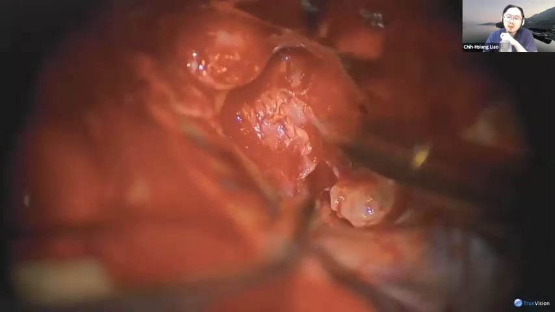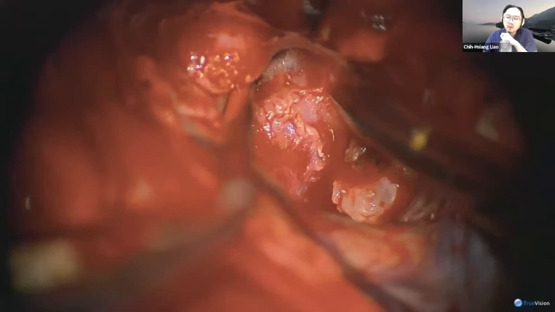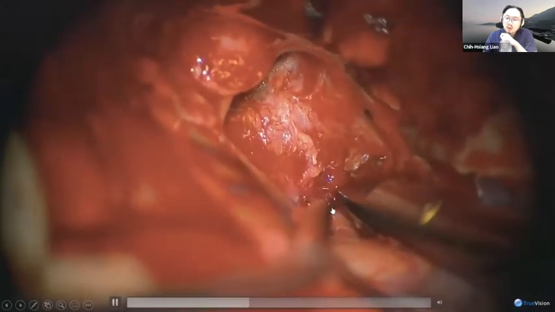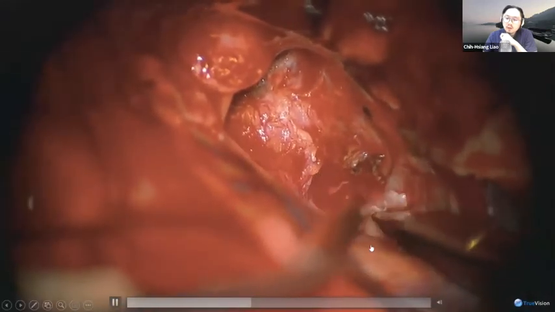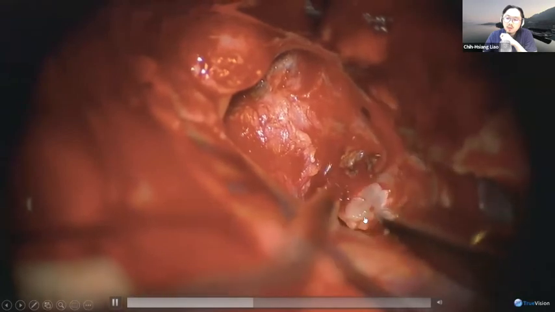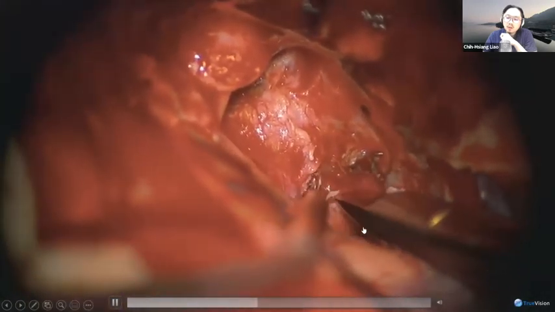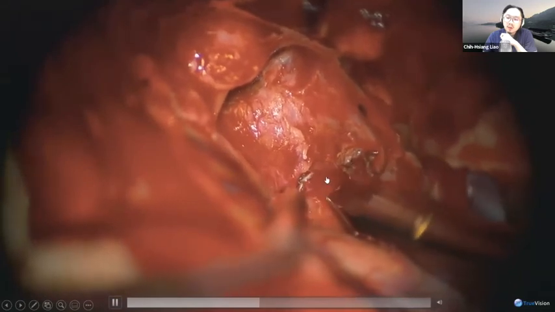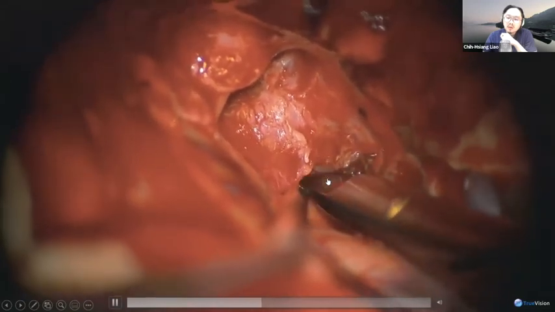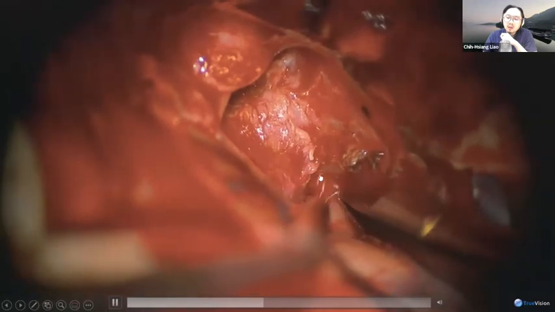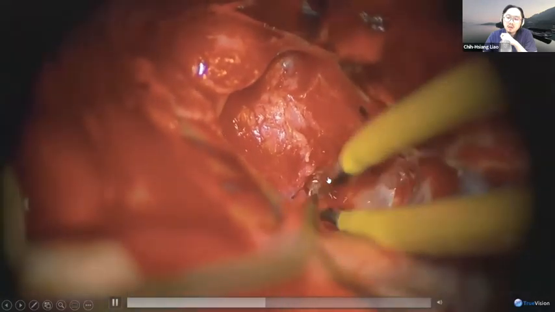Because I know if I have to place the clip, I need to open it thoroughly. And here we'll see the third nerve is over here. The third nerve is here. I open the oculomotor triangle and where it leads to the cavernous sinus. This is the posterior aspect of the distal dural ring.